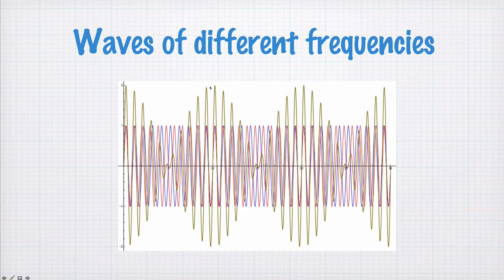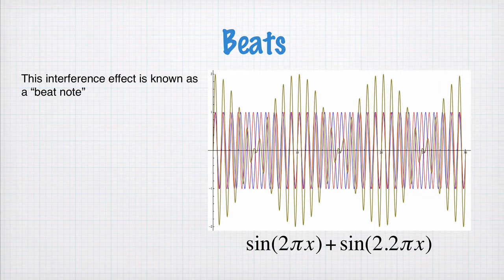Some places it's big, twice the size of the original waves. In other places it cancels out and we get something close to zero. Now this phenomenon is known as a beat, and the difference between the two frequencies that gives us this modulated signal is called a beat note. So the frequency of this modulated signal is called the beat note.